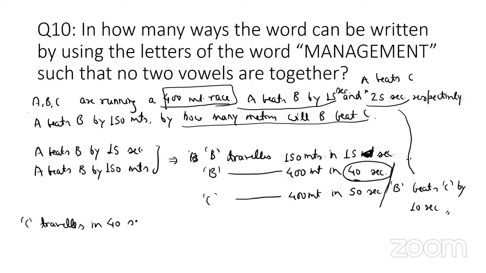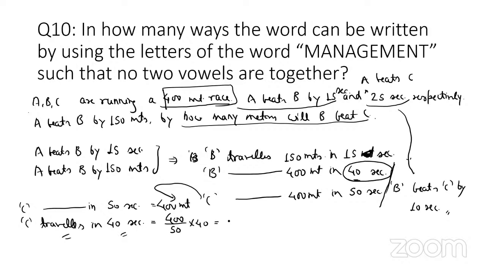That we can find out with the help of the unitary method, because we know that C traveled 400 meters in 50 seconds, right? We just found that out here. So if C travels 400 meters in 50 seconds, how much does C travel in 40 seconds? 400 upon 50 into 40, which must be 320 meters. So C traveled 320 meters when B traveled 400 meters, right?